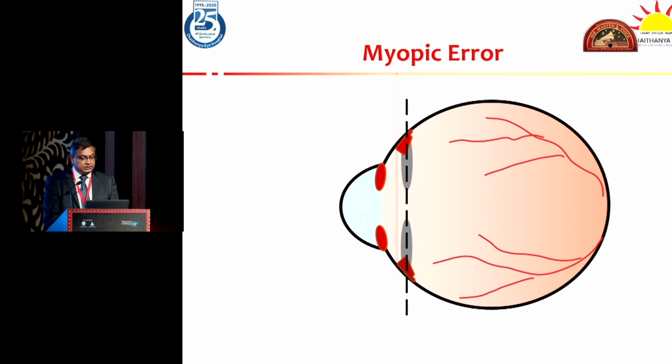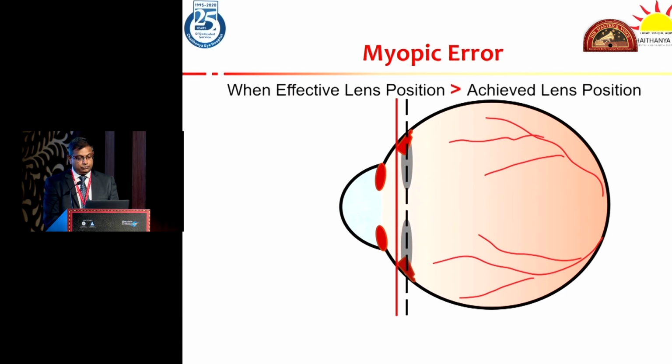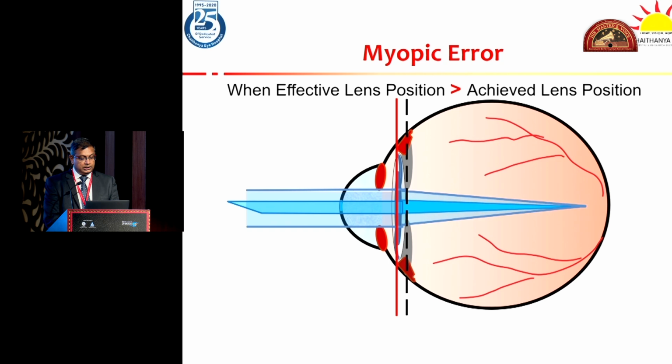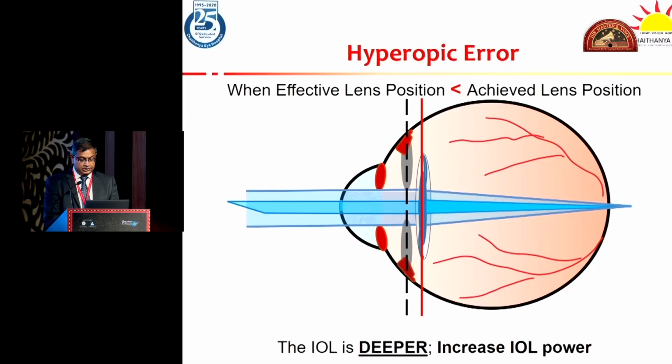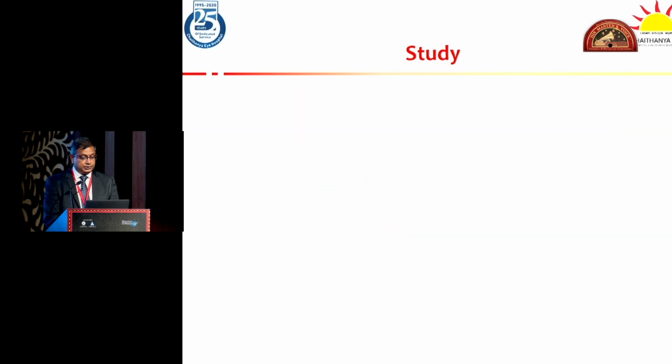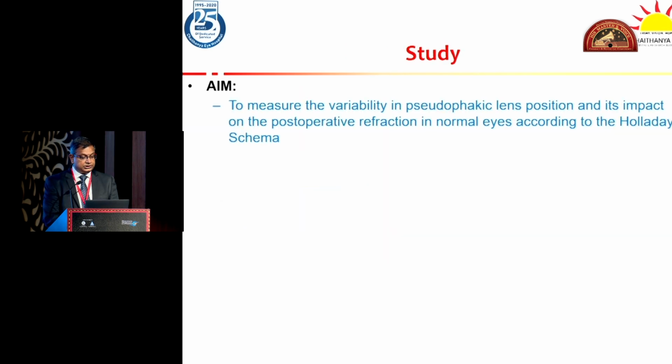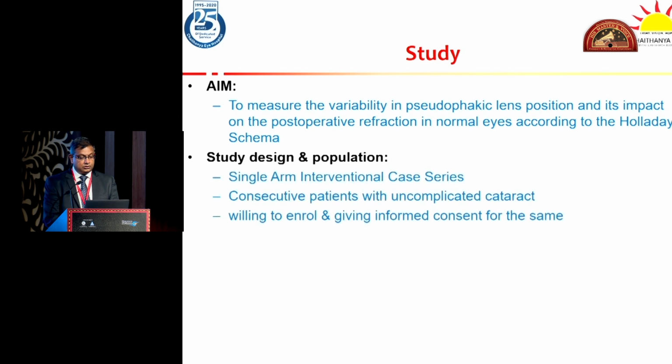If the lens is placed more anteriorly than what the formula wanted, you get a myopic refractive error, and we need to reduce the IOL power in these situations. If the IOL is placed deeper, an increase in the IOL power will make the patient emmetropic. Otherwise, there is a hyperopic error. So our study aimed to measure the variability in pseudophakic lens position and its impact on the postoperative refraction, and normalize according to the Holladay schema.